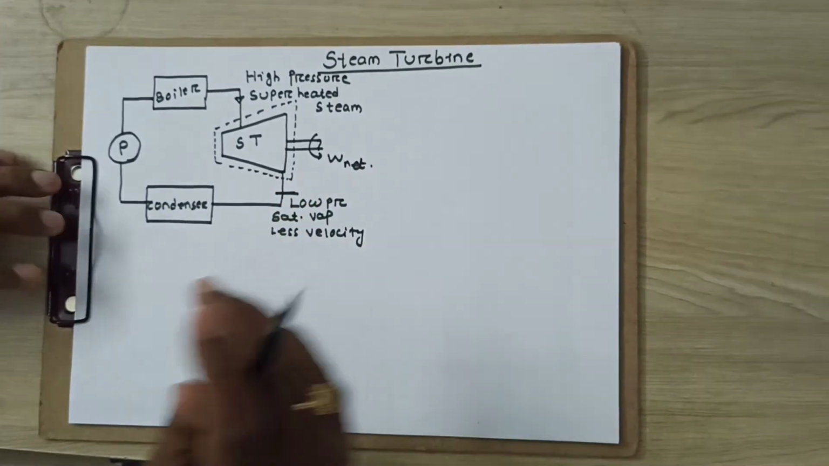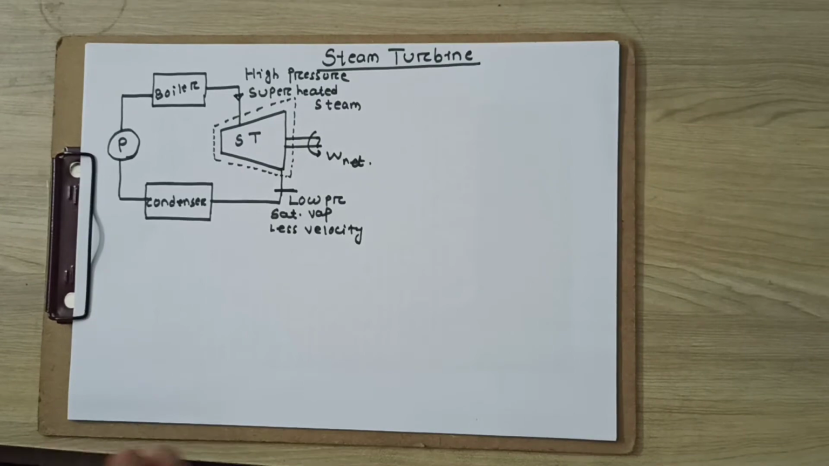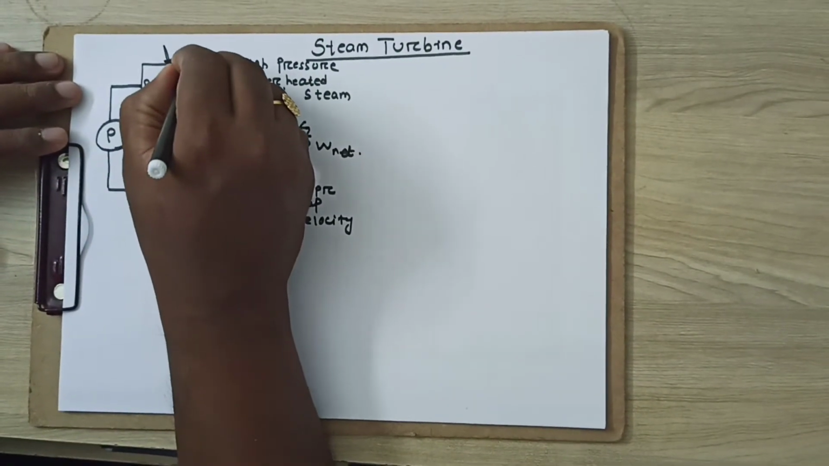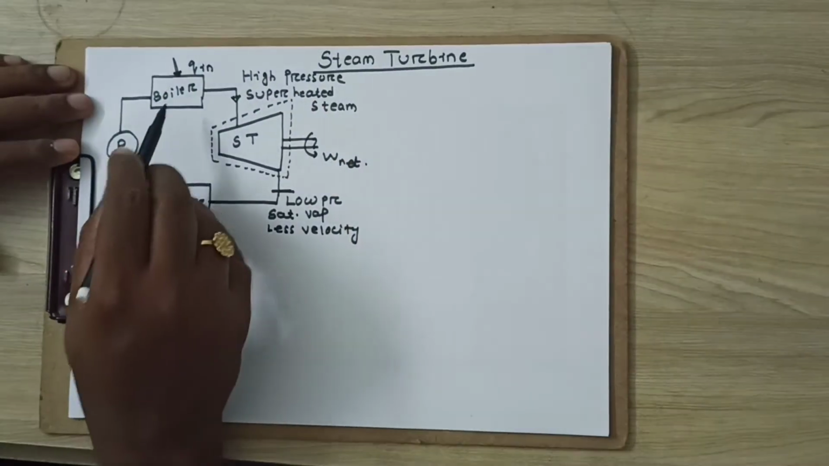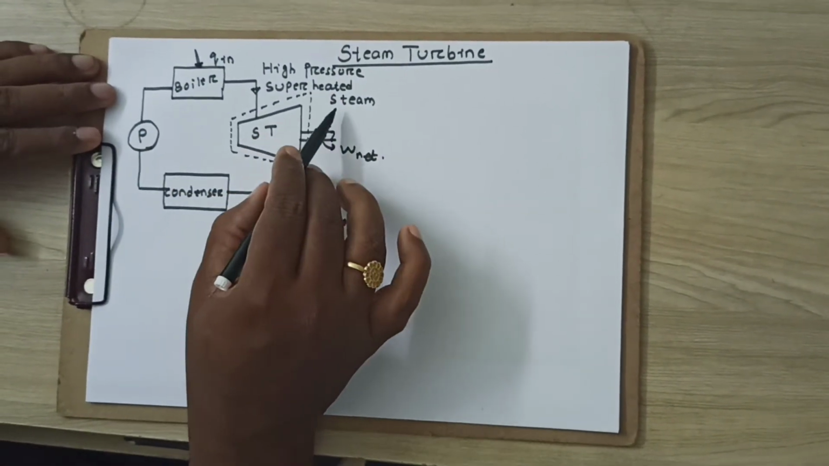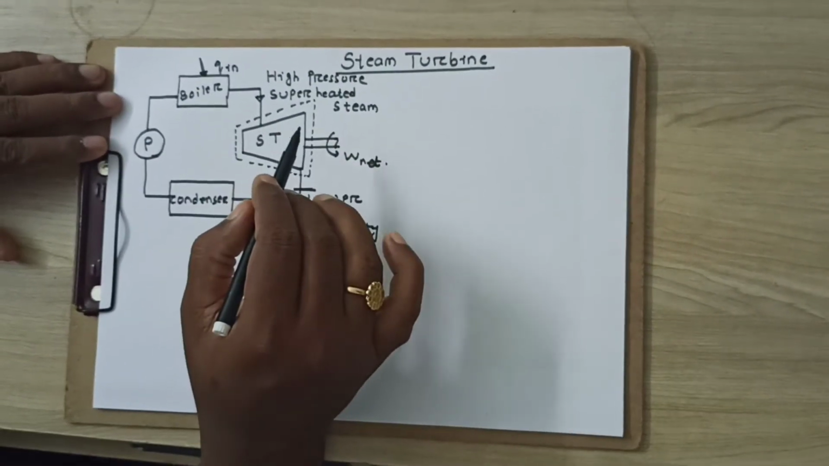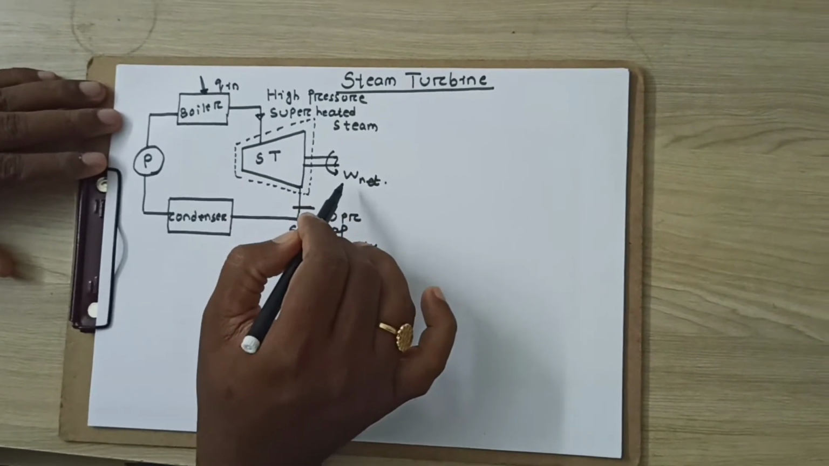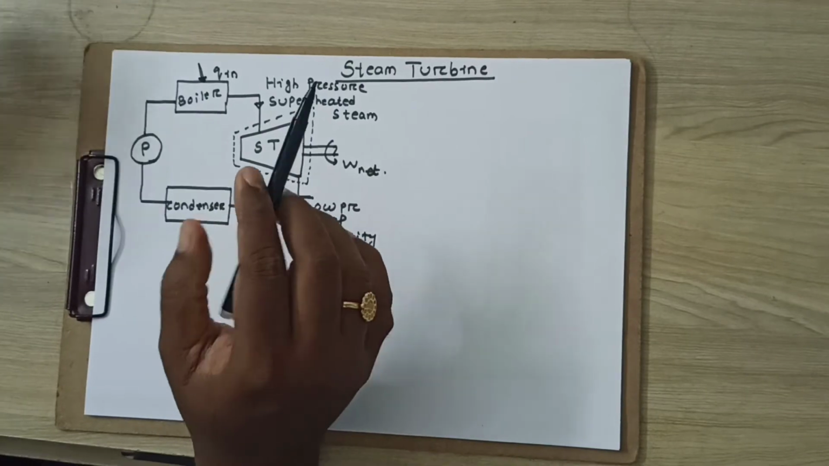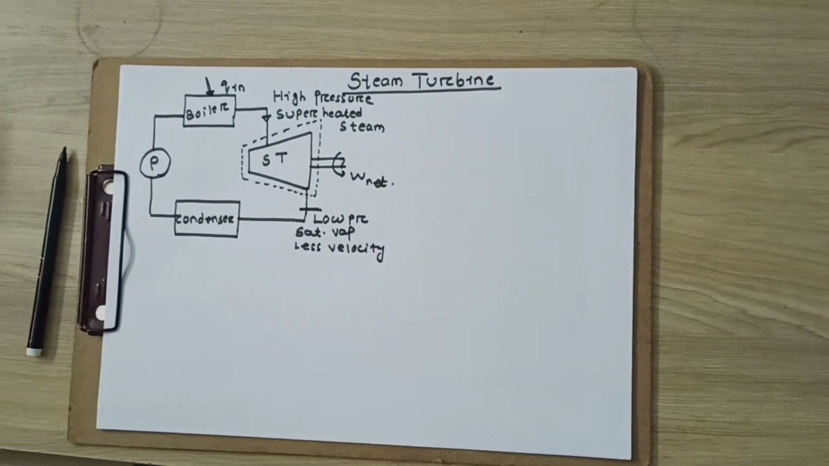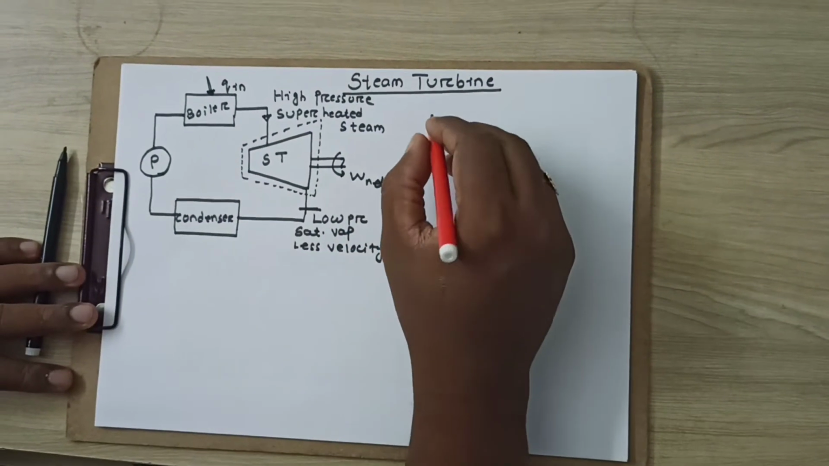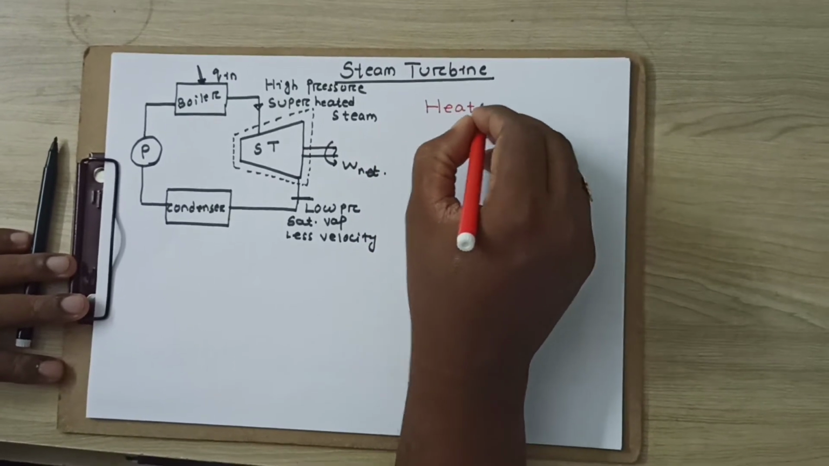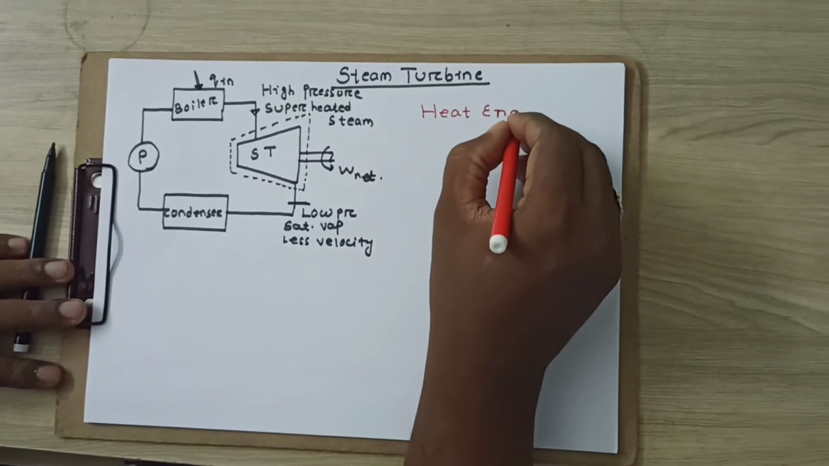So you see what are the conversions. Here we have to add heat in the boiler, and ultimately this high pressure superheated steam, this high energy content or high heat energy, is converted to effective mechanical work output. So we can call it with no error that a steam turbine is a heat engine. It is a heat engine.